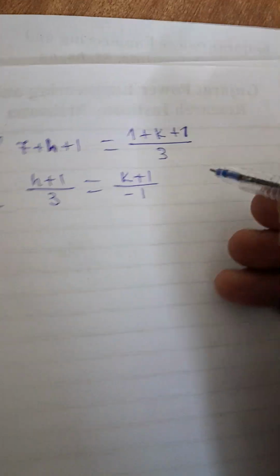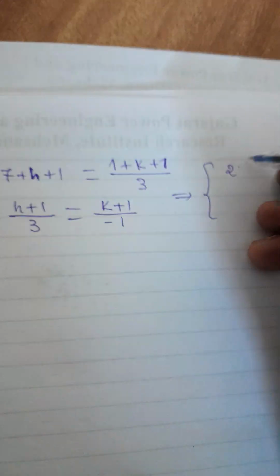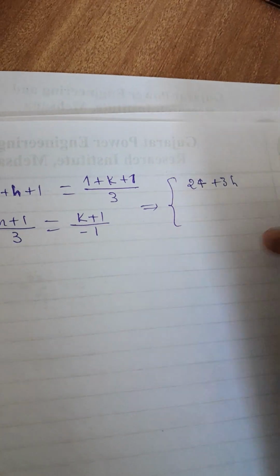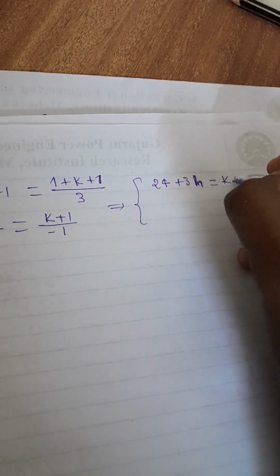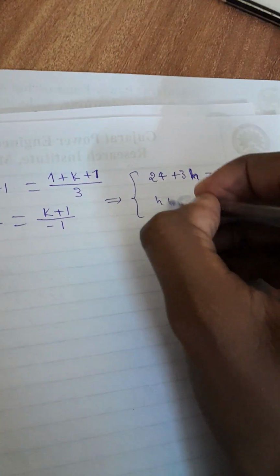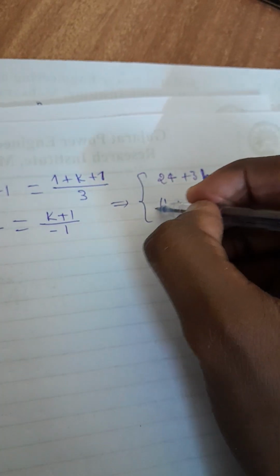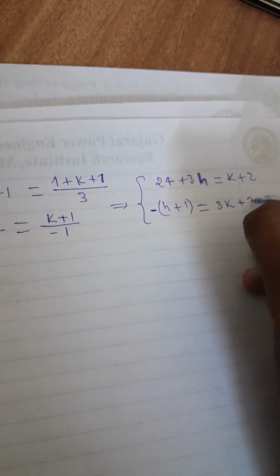What we have to do is just to solve this one. We can solve by this one. This will be just finding the common denominator. We are going to have 21 plus 3, it will be 24. 24 plus 3h equal to k plus 2. And here you are going to have h plus 1. Here just go there. This one will multiply by minus 1. Minus 1 comes here, and 3 goes there. Here you get 3k plus 3.